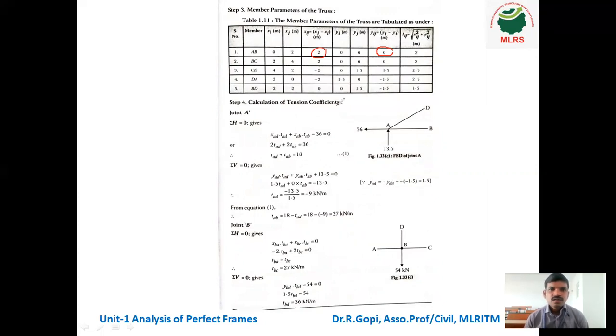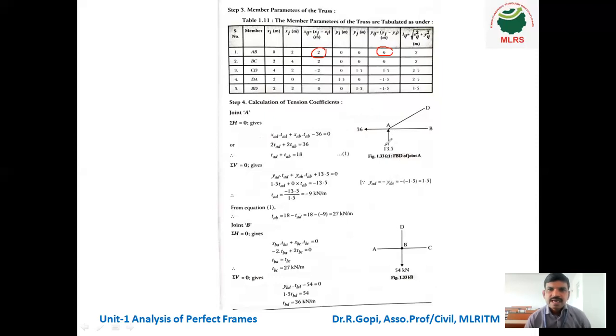Now, calculation of tension coefficients. First we take joint A, because joint A has very few members. Draw the free body diagram of joint A. A force of 36 kilonewton is acting, one reaction is acting at joint A, and there are two members, AD and AB. Now write down the equation.